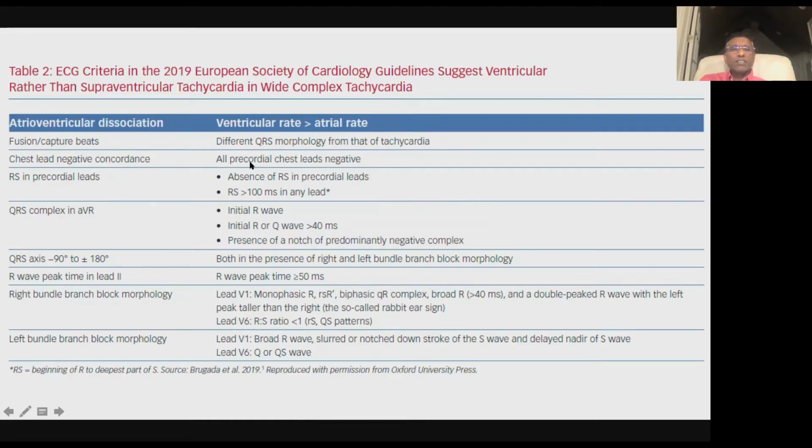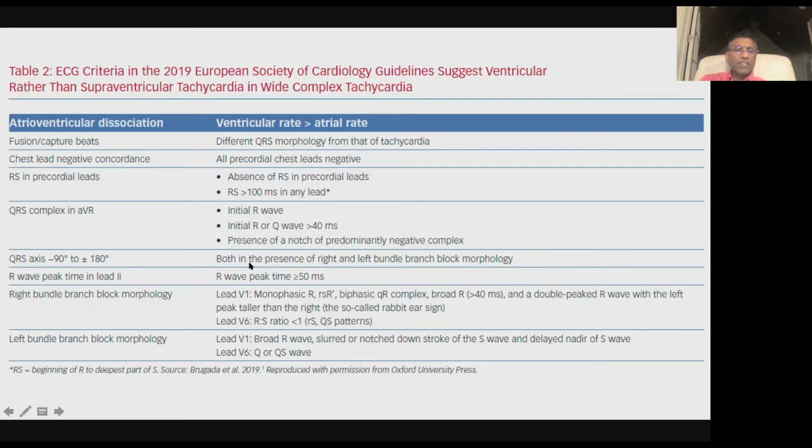Negative concordance simply means that from V1 through V6, everything is negative. All complete downstroke negative, okay? So that's complete negative concordance. And then there's some RS criteria: if there's no RS in any lead, or if you do see an RS, it's very prolonged, over 100 milliseconds. AVR criteria, I'm going to show you a picture, an image, so you can imprint it. It's hard to remember these numbers in your head. It's easier to remember an image, I think, and I'll show that to you.